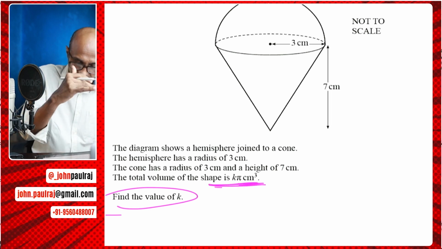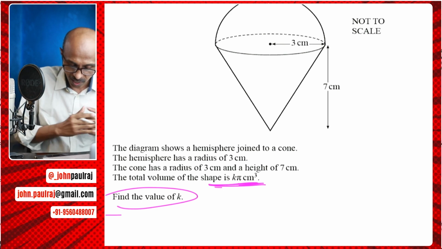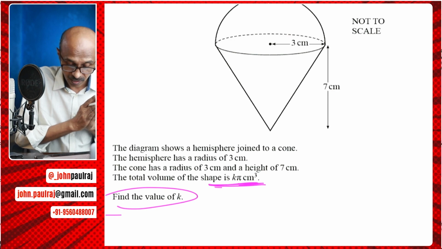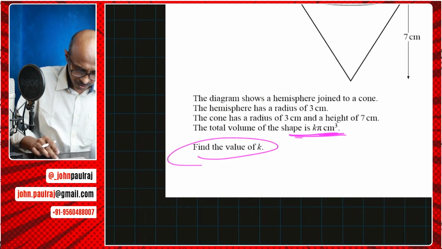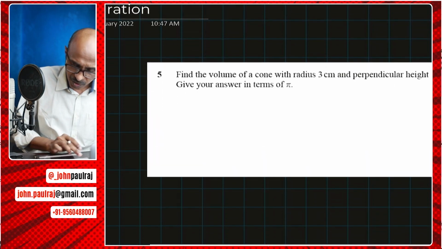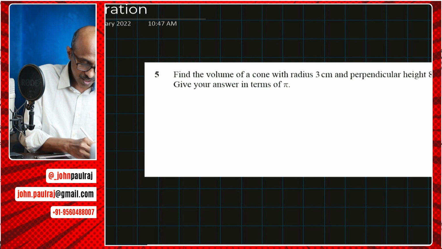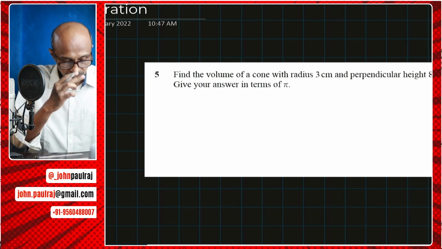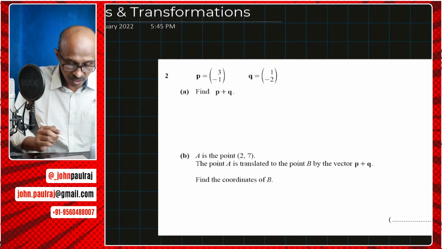All right, so basically you're adding the volume of the hemisphere and the volume of the cone, equating it to k pi, and then finding the value of k. All right, in terms of pi, of course. और क्या है? Is that it? Yeah, mensuration में ज़्यादा नहीं है, but don't ignore it. Every section is represented. Every section means number, algebra, functions, and coordinate geometry, so on and so forth. Let's come to vectors and transformations.